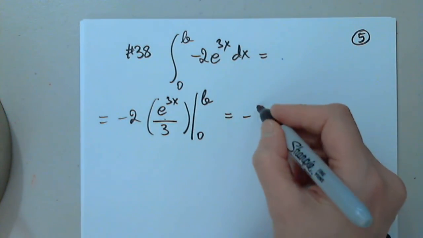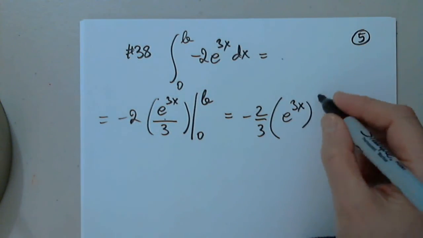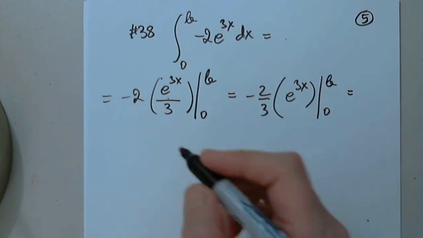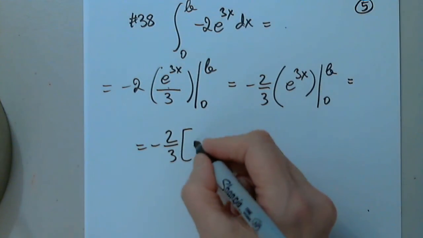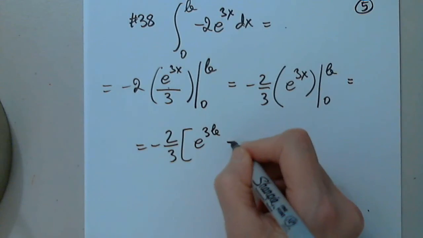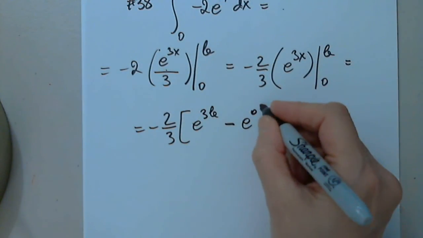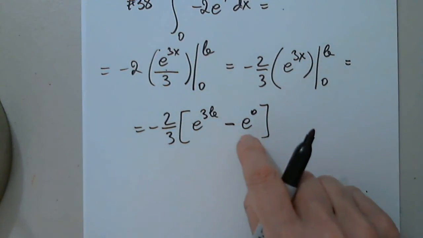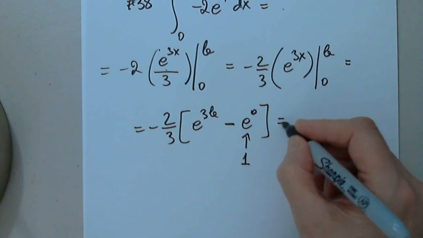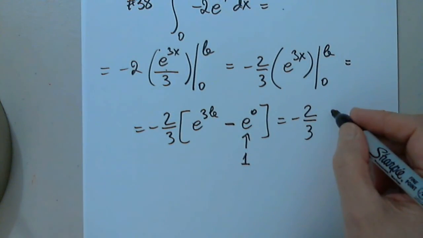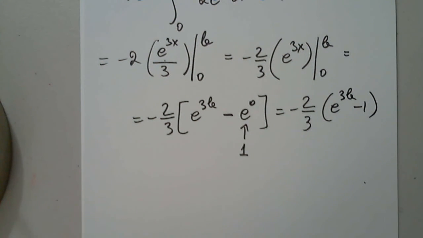So then I have negative 2/3 in front, and I have e to 3x from 0 to b. So negative 2/3. I plug in b and subtract. Careful, because this is not 0. E to 0, 0 times 3 is 0, but this is 1. Do not disregard e. So this is negative 2/3 times (e to 3b minus 1). And that's it.